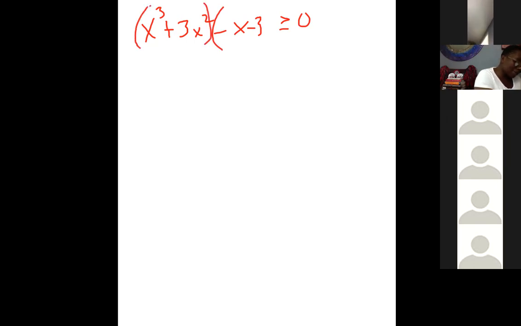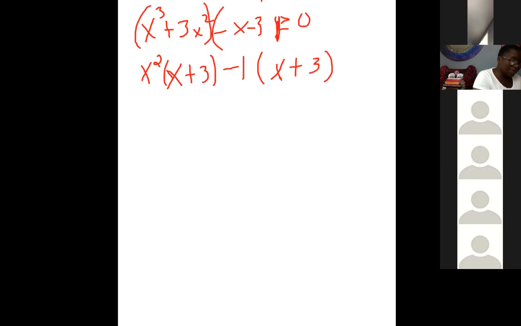There's a parentheses right here, okay? So in the first group, there's a GCF of x squared. We factor it out, and that leaves us with x plus 3. In the second group, there's a -1 factor, so we're going to factor it out. That leaves us with x plus 3. So now, when we factor out the parentheses, that leaves us with x squared minus 1.